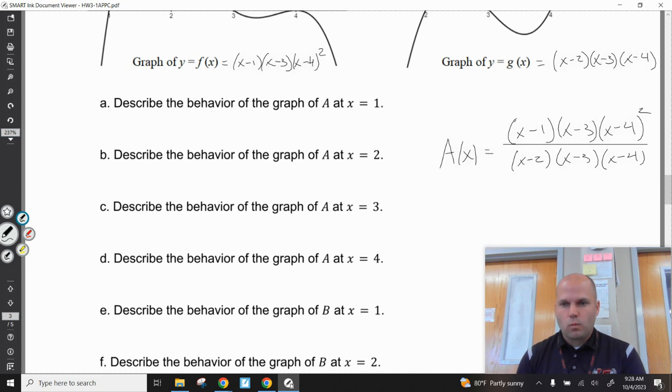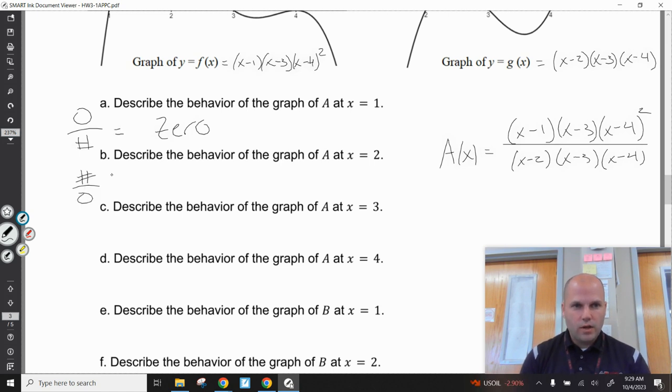If I plug in 1, I get 0 over a number. This is a 0 of the graph of A. Don't simplify anything or stuff is going to disappear on you. The function as it's written is what we are analyzing. If I plug in 2, I'd get a number over 0. A number over 0 indicates a vertical asymptote.